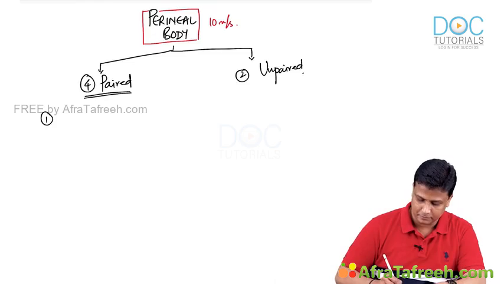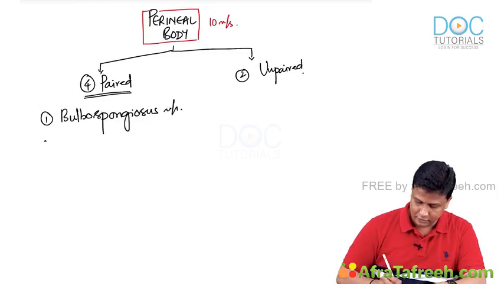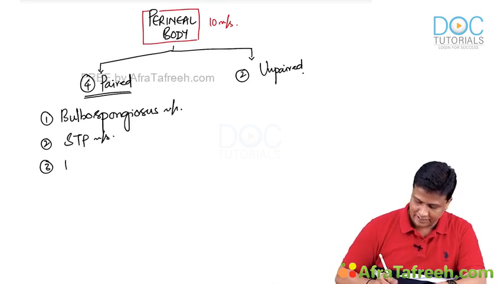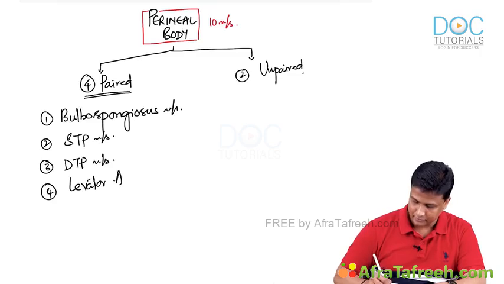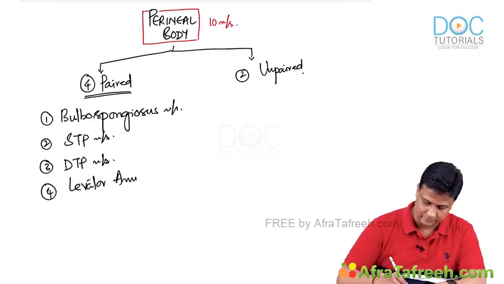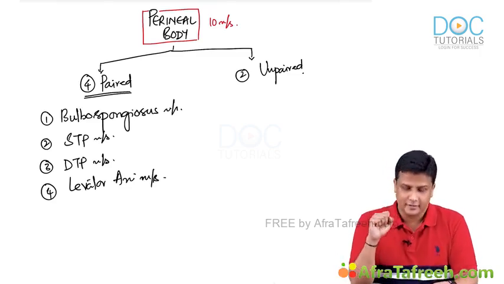Number 1, bulbospongiosus muscle. Number 2, superficial transverse perineal muscle. Number 3, deep transverse perineal muscle. And number 4 will be the levator ani muscle. These are the 4 paired muscles, guys.